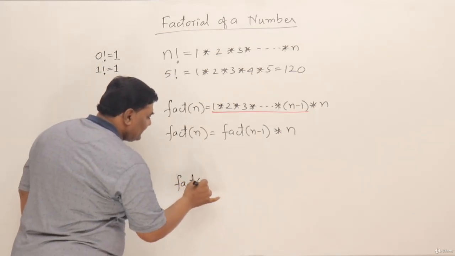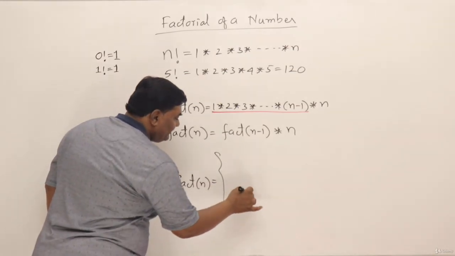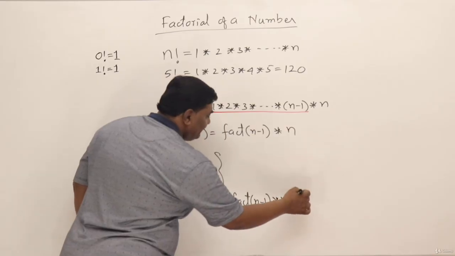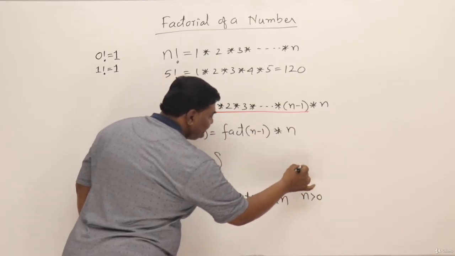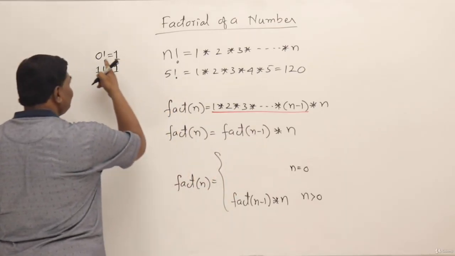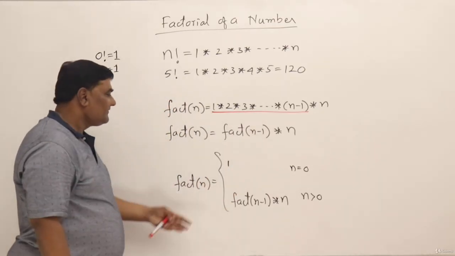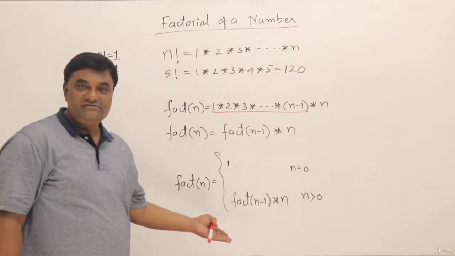Factorial of any number n is factorial of n minus 1 multiplied by n when n is greater than 0. When n is equal to 0, for 0 also the answer is 1. So return 1. That's it. So this is the recursive definition.